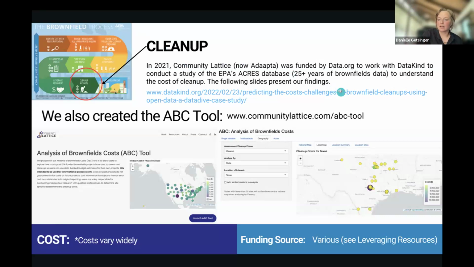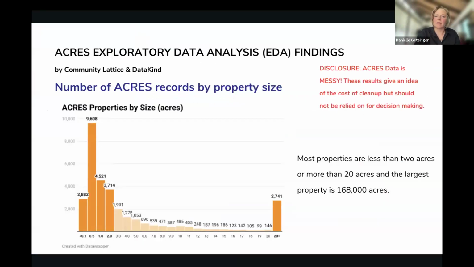But we did a study, and we went through every organization or municipality that gets EPA funding has to report back what they did with that funding. And that's the ACRES database. There's over 25 years of data in that database that we played with, we mined. And what we found, one, is that it's a hot mess. It's very messy. The garbage in, garbage out philosophy applies here. So just keep that in mind.